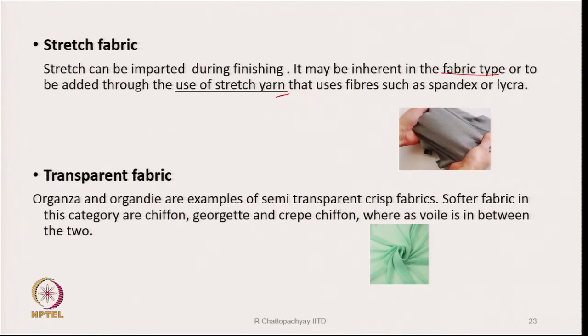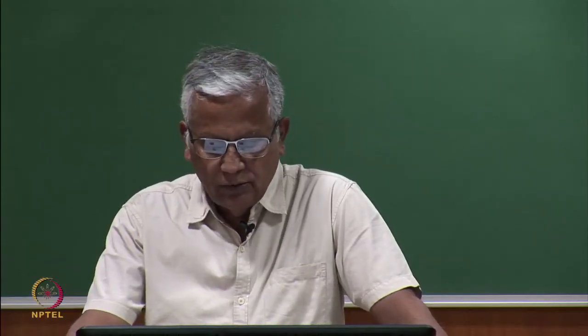And transparent fabrics also are sometimes required. It is a fabric with very low GSM, and the fibers are also very thin. So, organza and organdie are examples of semi-transparent crisp fabrics. Softer fabrics in this category are chiffon, georgette, crepe. These are the types of fabrics which are transparent in nature, where a transparent look is desirable, and therefore, we make them from very fine synthetic fibers.